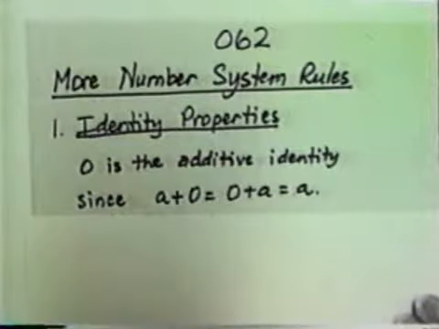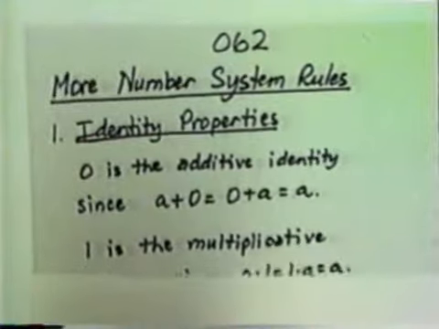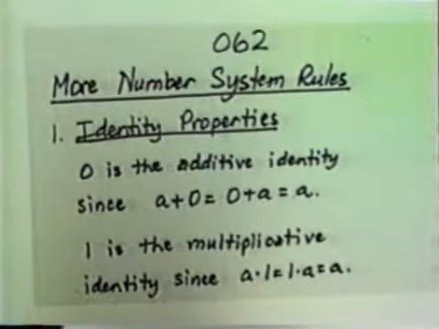What can you multiply times 3 to get 3? What number times 3 will give you 3? The answer is 1. 1 is the multiplicative identity, since a times 1 is equal to 1 times a is equal to a.